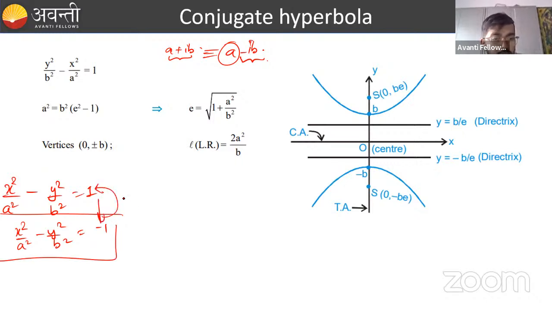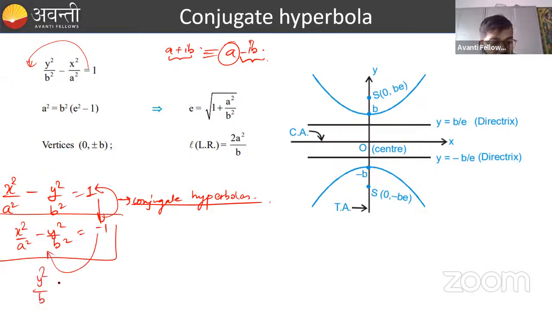So these hyperbolas are conjugate to each other. As you can see here, this is simply represented like this. This minus 1 was taken here. If you take this minus 1 over here, the equation of the conjugate hyperbola will become y square by b square minus x square by a square equals 1, right? So this is the equation of the conjugate hyperbola.